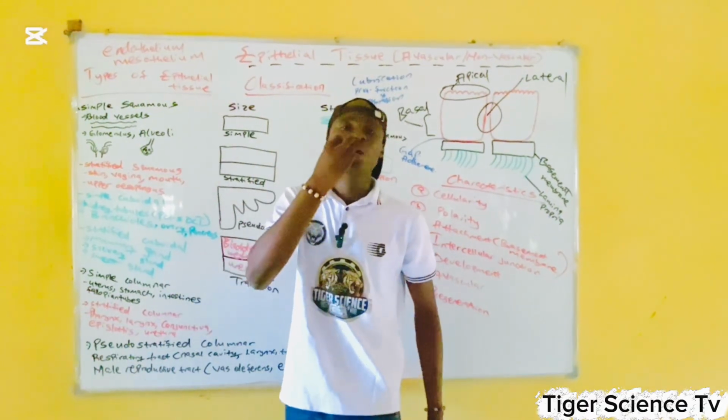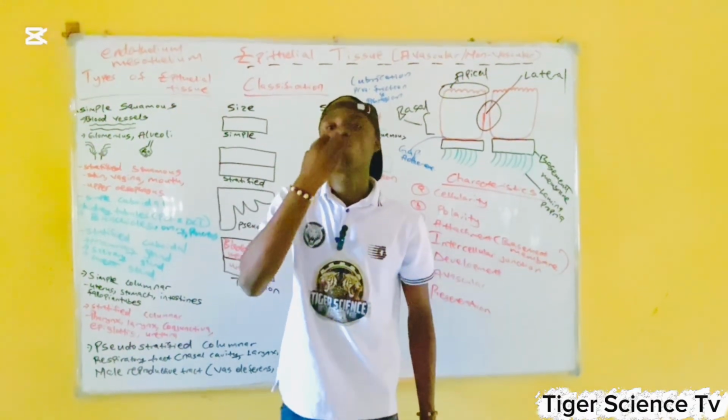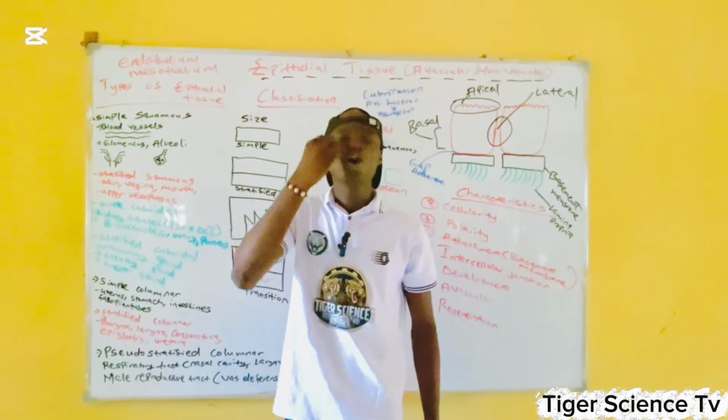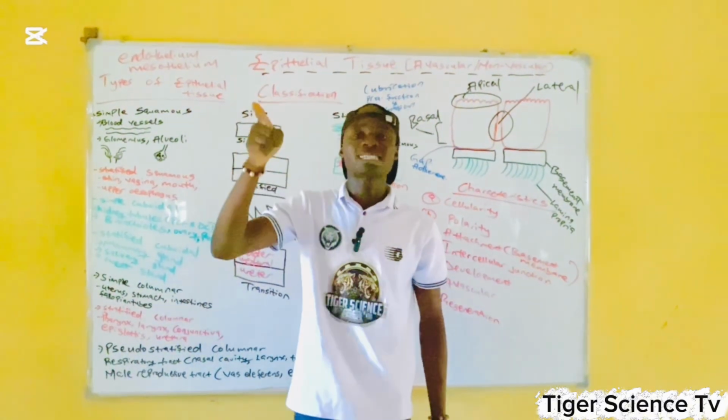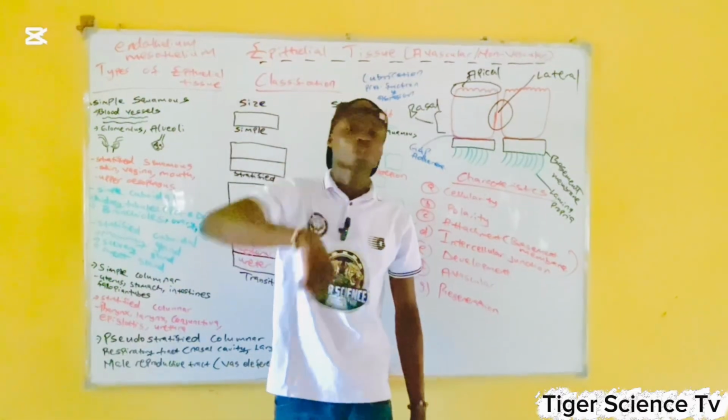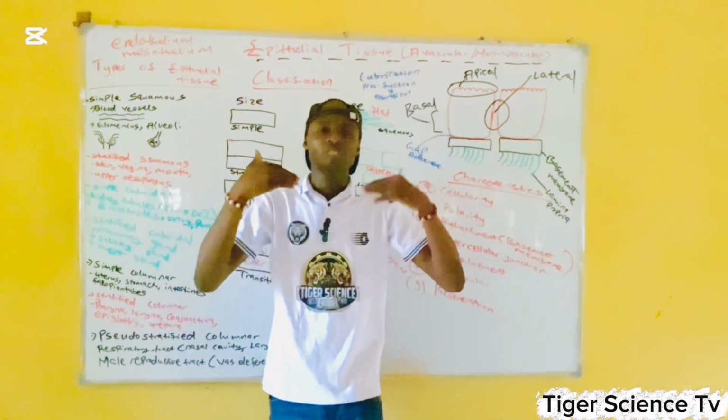So in the mouth, we also have stratified squamous epithelium, but water can stay on the surface. That's why they say non-keratinized. Whenever it is keratinized, that is water repellent. Water cannot stay on that surface. This is everything you need to know about epithelial tissue for now.